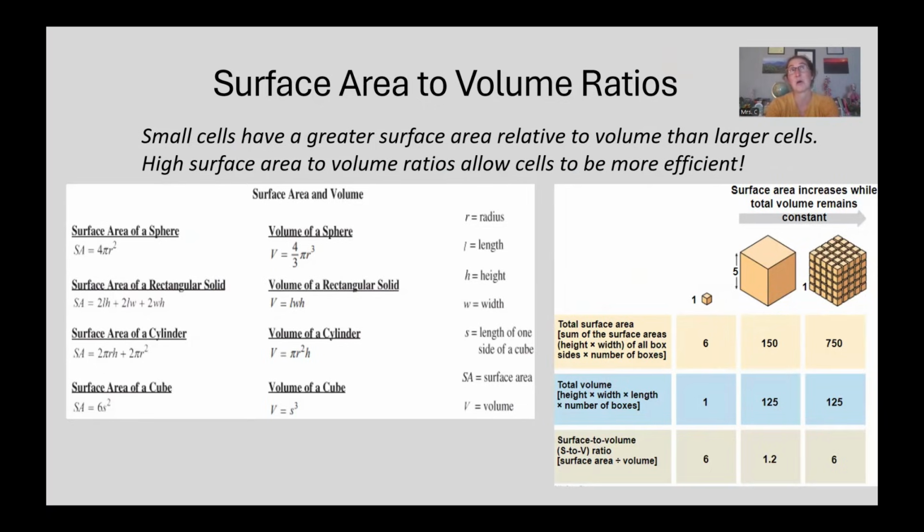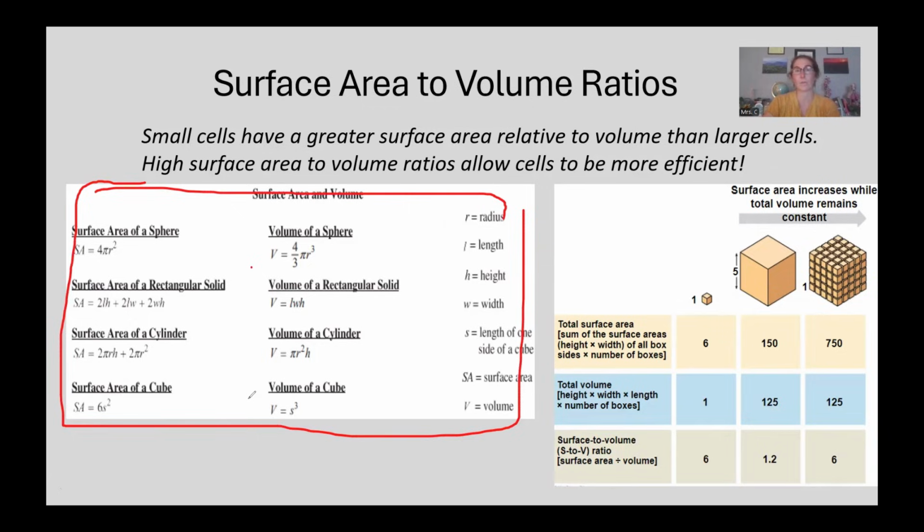That means that cell can transport materials efficiently. It can get reactions done. It can go from one end to the other, no problem. So the smaller the better for cells. This will be on the formula sheet, these calculations, so be familiar with how to calculate that.